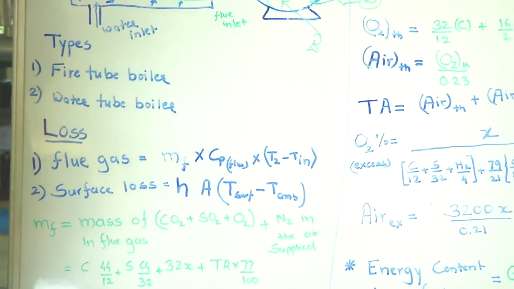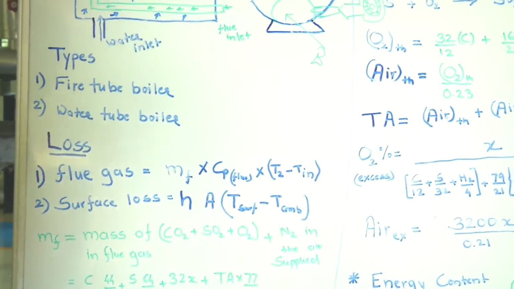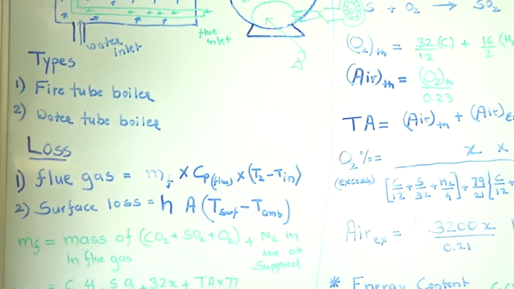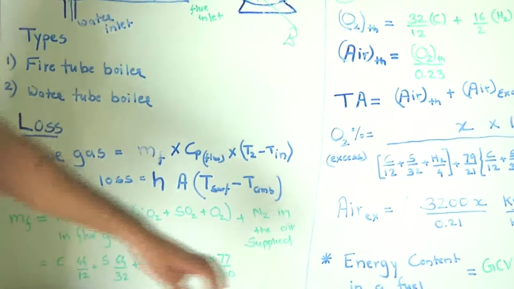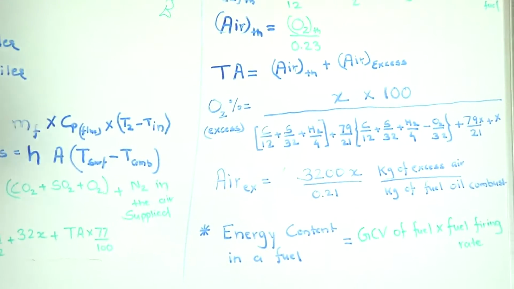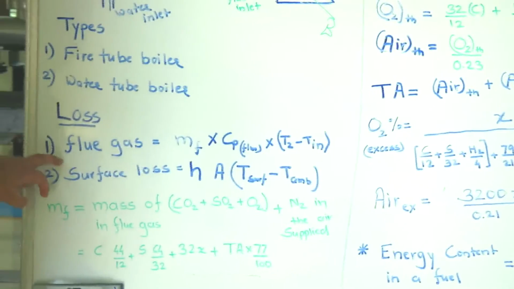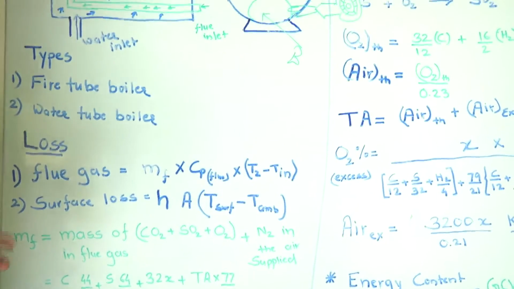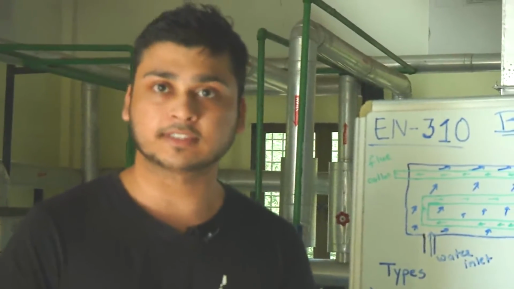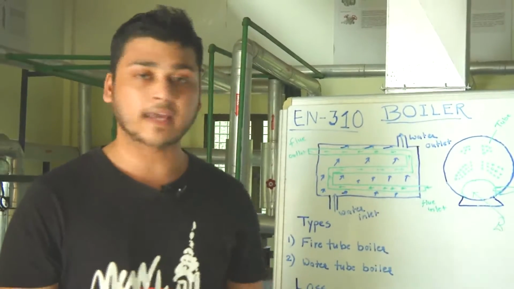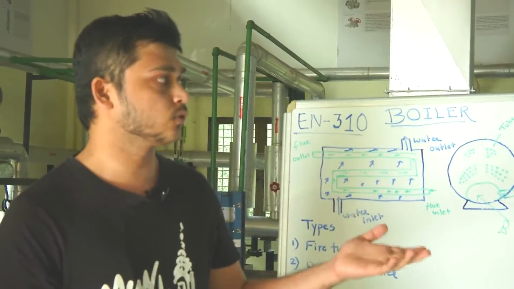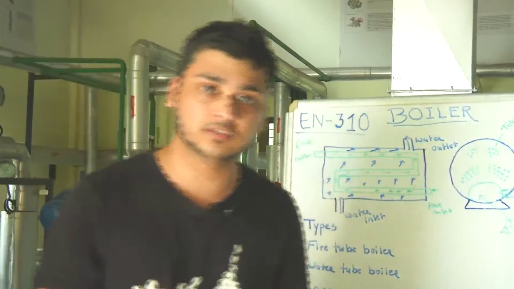And if we want the percentage of the loss, we can just divide by the input energy required, whatever we supplied as input, that is the energy contained in the fuel, that is GCV of fuel into fuel firing rate. So we can get the loss percentage of flue gas and surface, and in this way we can subtract it from 100. That's it. Okay, we can go to our actual setup now, and we can check how the flue gas is going to flow in the actual setup. Let's go.